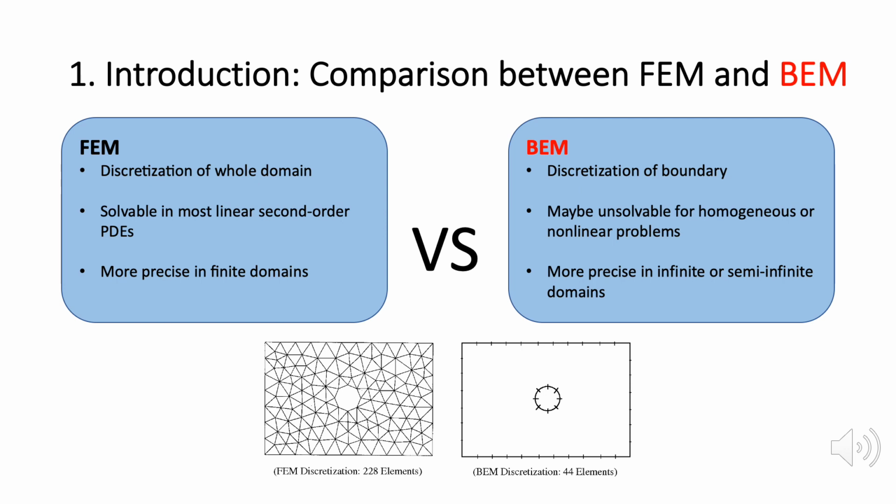Comparison between FEM and BEM. FEM needs the discretization of the whole domain, but BEM only needs the discretization of the boundary. FEM is solvable in most linear second-order PDEs, and BEM may be unsolvable for homogeneous and nonlinear problems. FEM is more precise in finite domains. BEM is more precise in infinite or semi-infinite domains. The picture below shows that to model the same domain, BEM needs fewer elements than FEM.